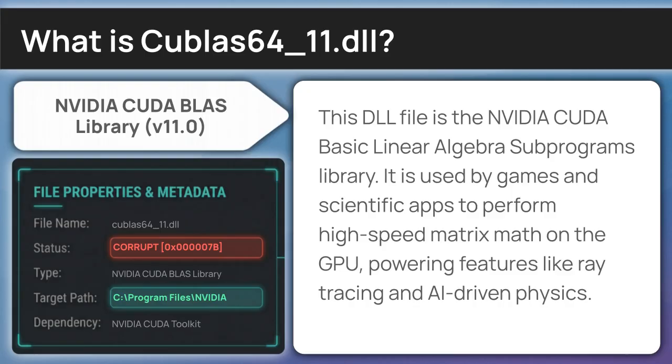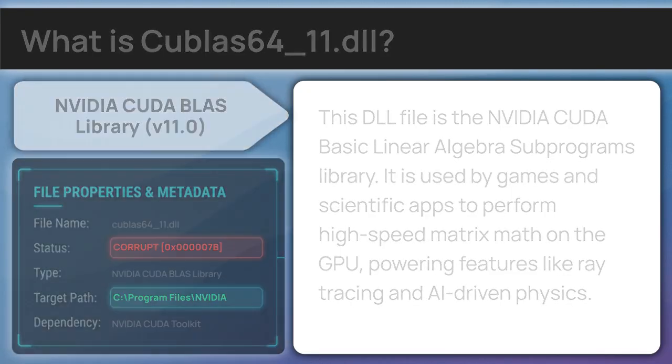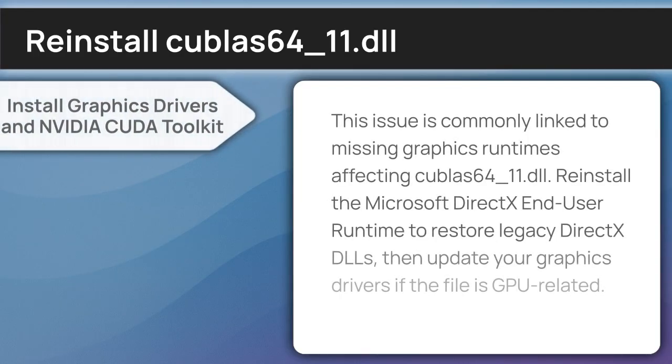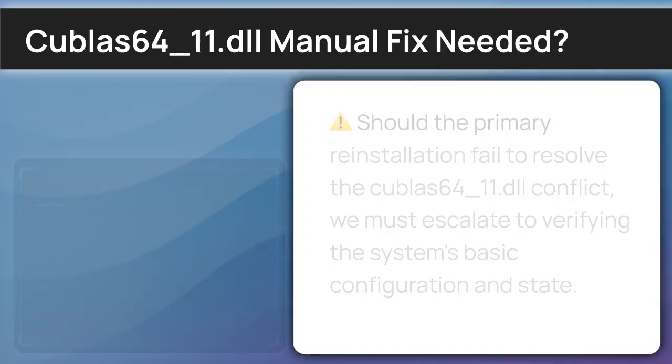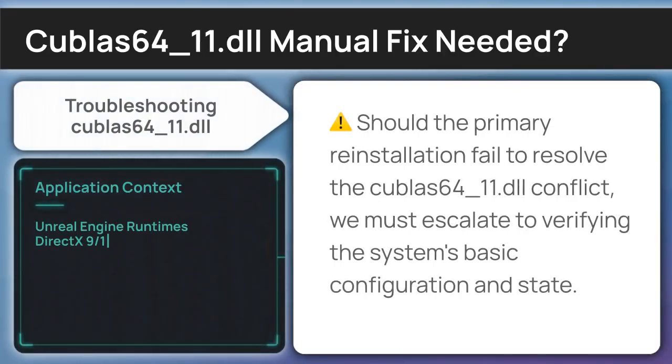We'll start with the most common fix for this specific error. The CUDA BLAS 64 11 DLL is commonly required by games and graphics applications. Installing the Microsoft DirectX end-user runtime restores legacy DirectX runtime files, while updating your GPU drivers resolves OpenCL, OpenGL, or CUDA dependencies. When the primary installation path fails, a more surgical approach to checking your system's environmental variables is required.